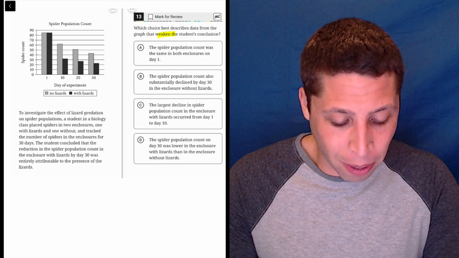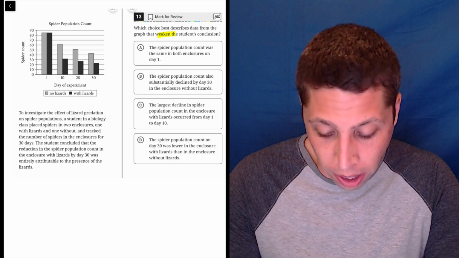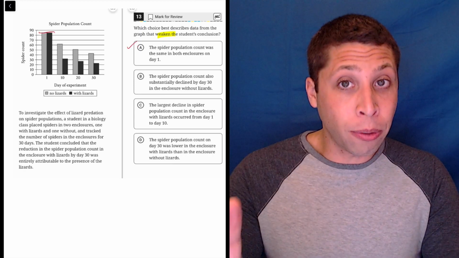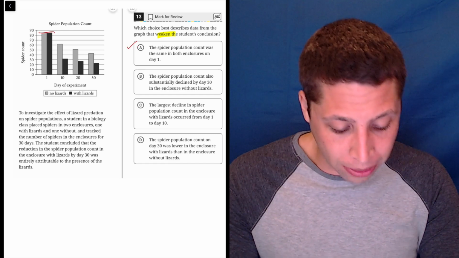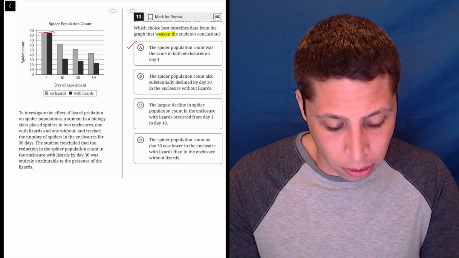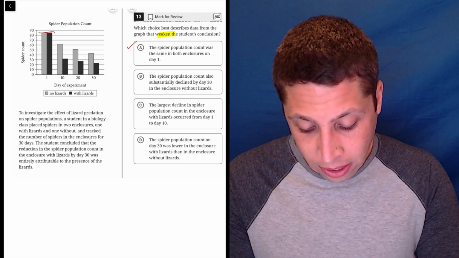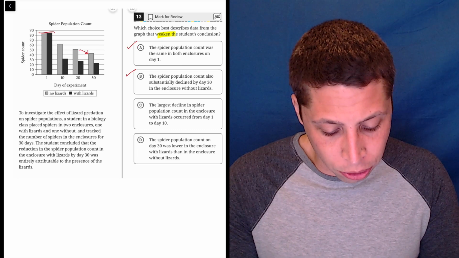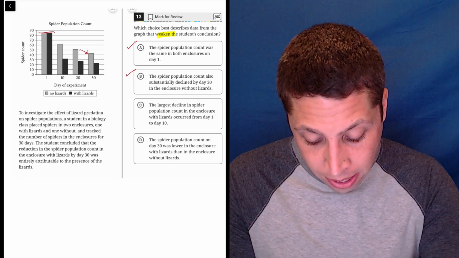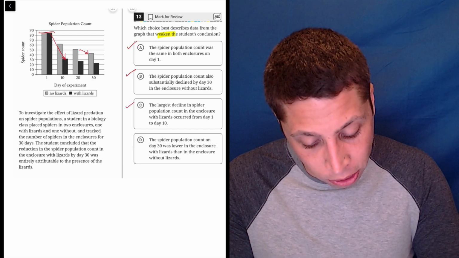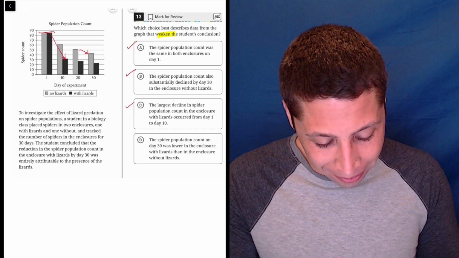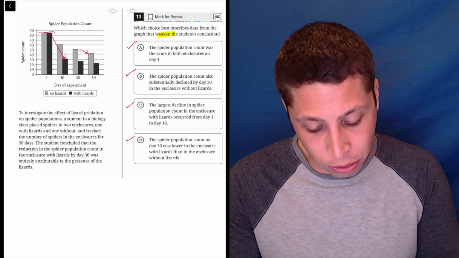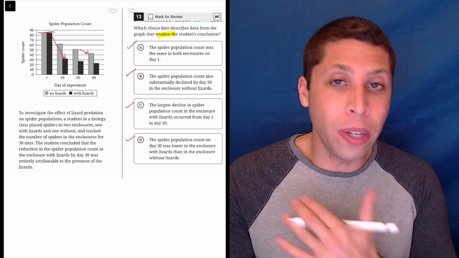all. So choice A, the spider population count was the same in both enclosures on day 1. That's true, right? Both of those bars are the same height, so that's true. Not necessarily right, just means that it's accurate. The spider population count also substantially declined by day 30 in the enclosure without lizards. So no lizards, it did decline from here to here, so that seems accurate. The largest decline in spider population count in the enclosure with lizards occurred from day 1 to day 10. So with lizards, that's from here to here. That's also accurate, so not looking good. The spider population count on day 30 was lower in the enclosure with lizards than in the enclosure without, so that's also true. So all 4 of these choices are accurate, so we do need to understand the passage.